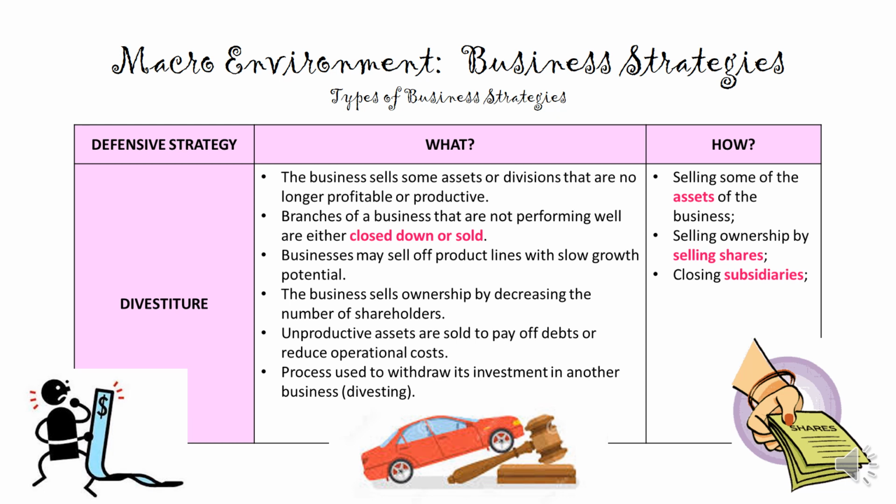Right. This is when the business sells some assets or divisions that are no longer profitable, they are no longer productive. Right. So if, for example, a business has got different branches, you have a branch in Krugersdorp, you have a branch in Randfontein, you've got a branch in Roodepoort, but not all of them are performing well. Maybe the Randfontein branch has been showing a loss for a while, and then in order to save the business, we need to close down the Randfontein branch.